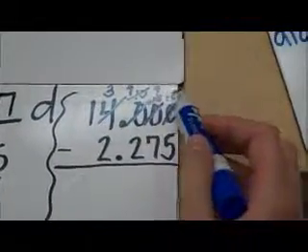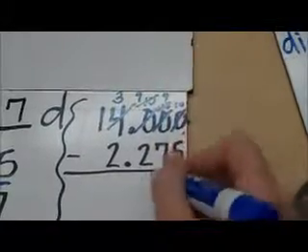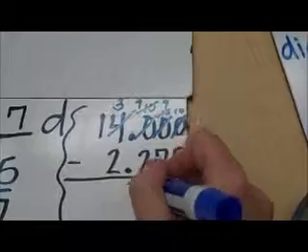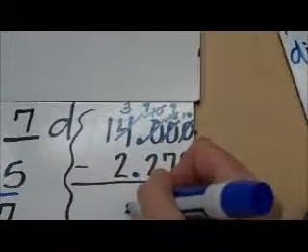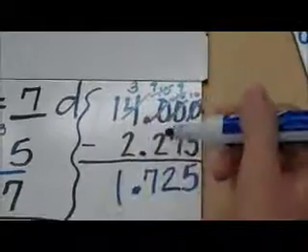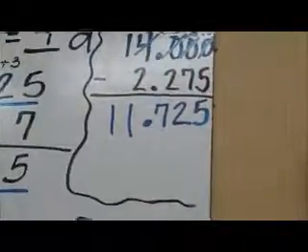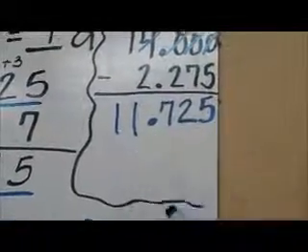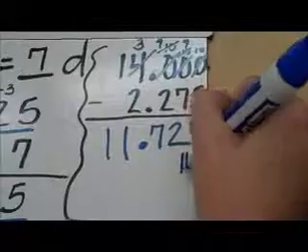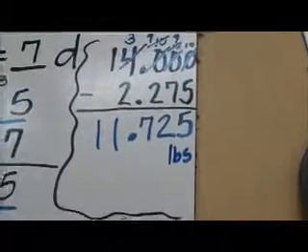So now we can subtract. 10 minus 5 is 5. 9 minus 7 is 2. 9 minus 2 is 7. I have my decimal. 3 minus 2 is 1. And 1 minus nothing is 1. So King George has 11.725 pounds of tea left after 1 week.